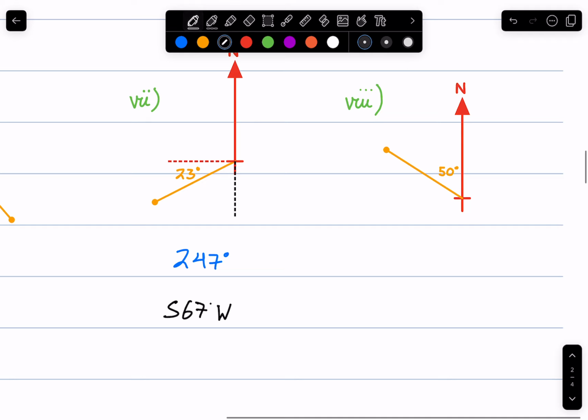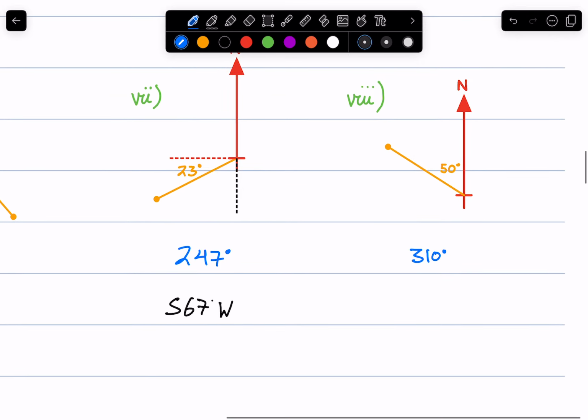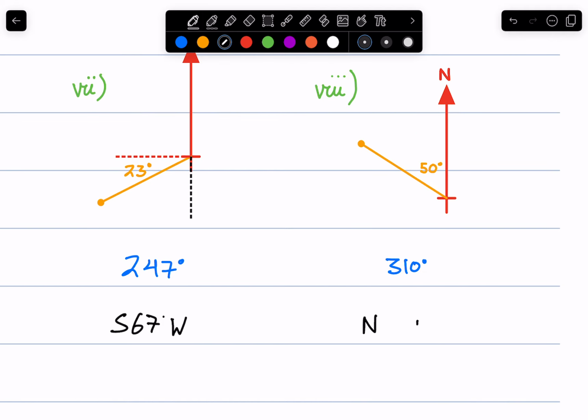And lastly, in the true bearing for this, we're looking for almost a full circle. I hope you can see here that it would be 360 minus 50. That's very straightforward. That's 310 degrees as our true bearing. And for our compass bearing, I hope by now it's very obvious that it's starting from north and we're turning towards the west. So it's north, something west. So what angle is it that we're turning there? In this instance, it's already shown, it would be 50 degrees.